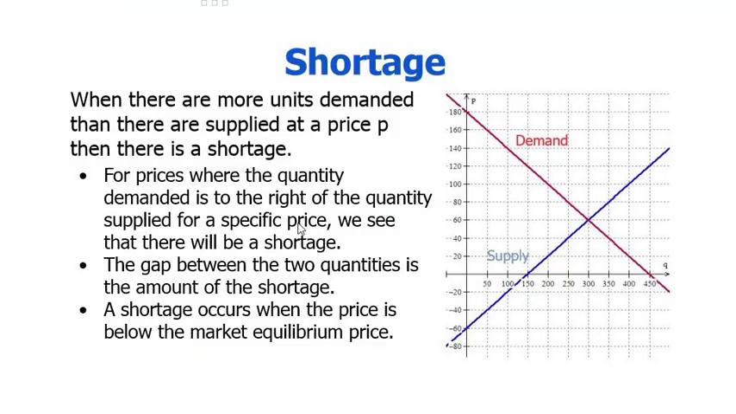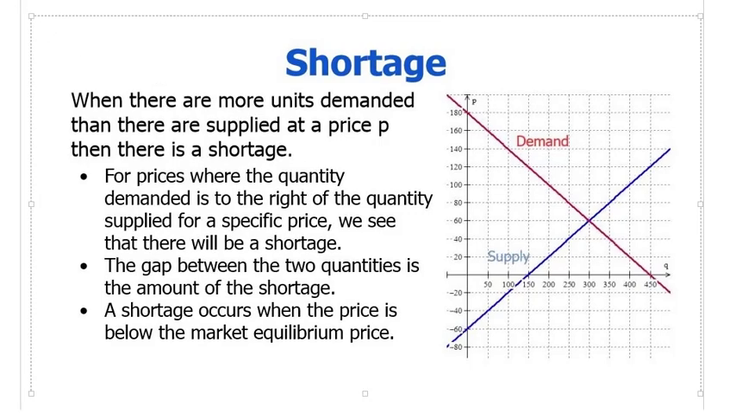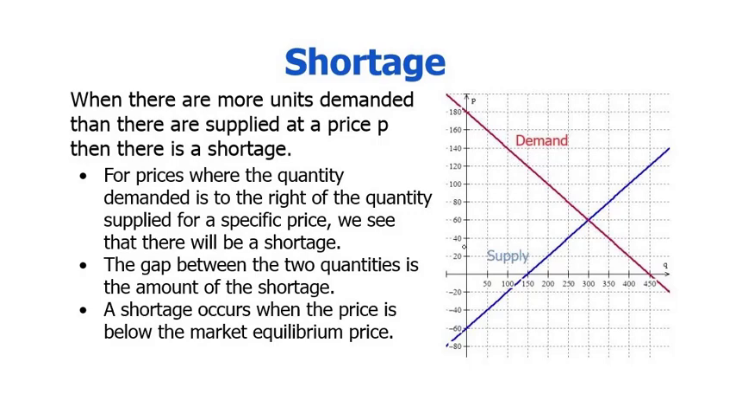When we have more units that are demanded than we have supplied, then we have what's called a shortage. If we look down here at just a random spot, we can see that the quantity demanded is larger than the quantity supplied. So that means that we won't have enough on the shelves in order to meet the demand, and there will be a shortage. We see a shortage when that demand curve is to the right of the supply curve.